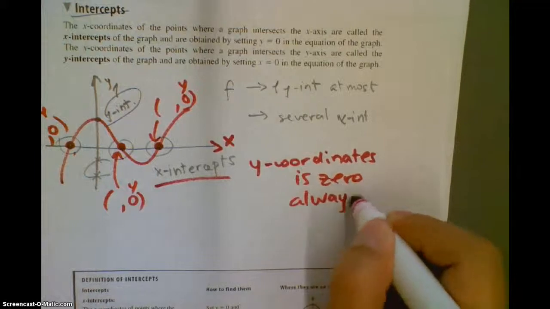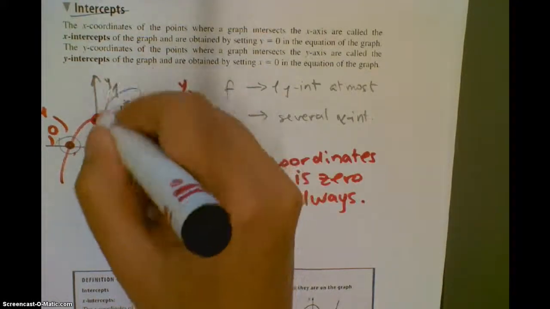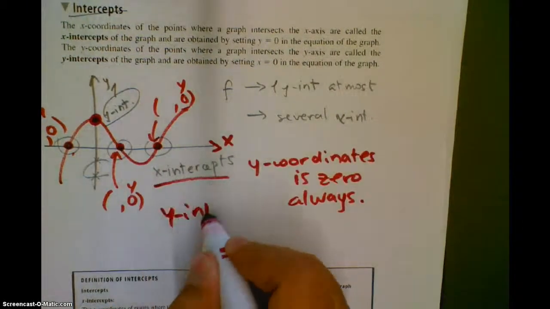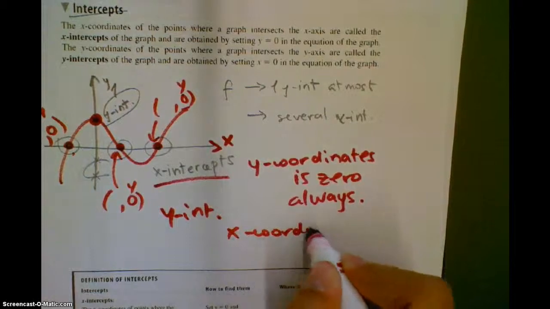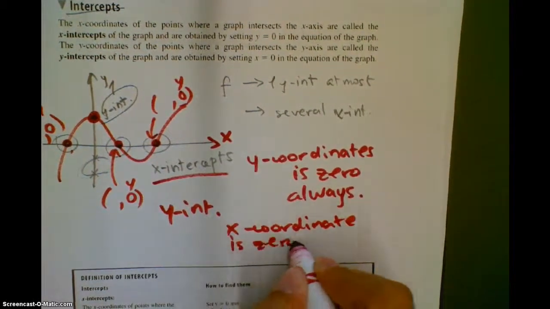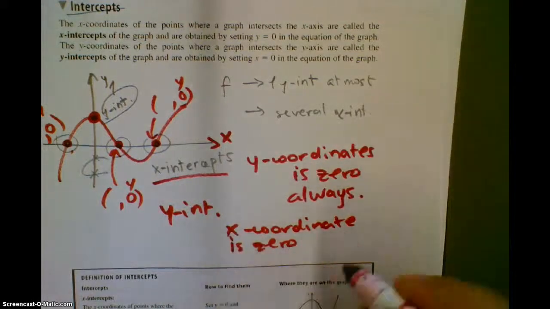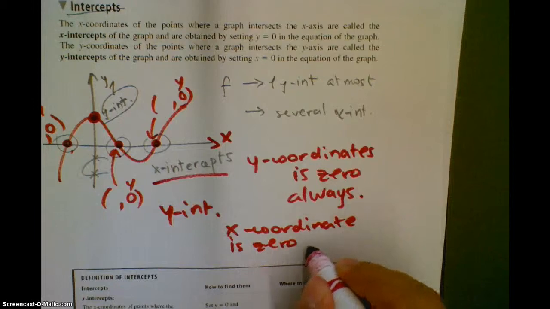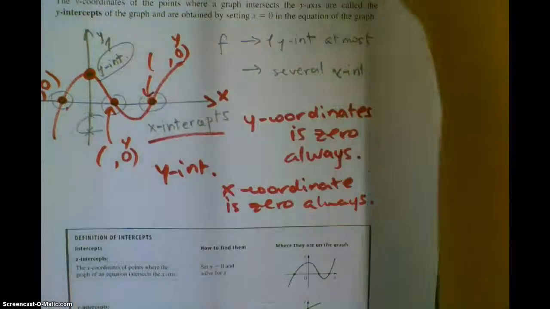And the same happens for the y-intercept. Whenever I have a point on the y-axis, I know the x-coordinate is always 0. And this is useful information, especially if I have an equation, because I know that x is 0, and if I substitute that into the equation, I can find out how much the y-intercept is, and vice versa. So it's 0 always.